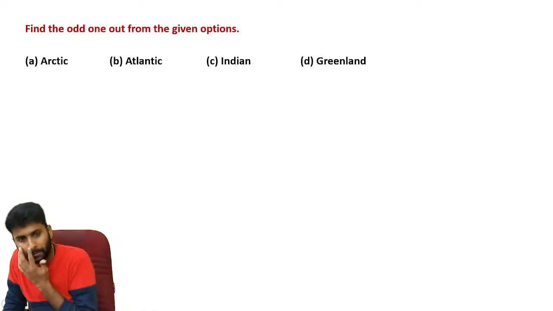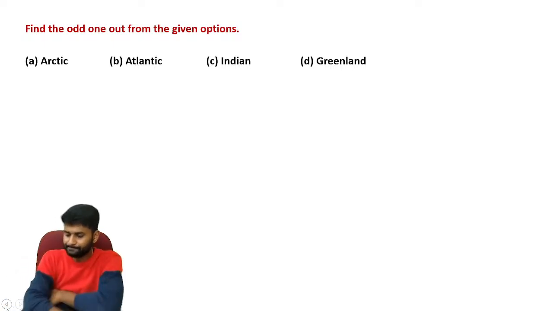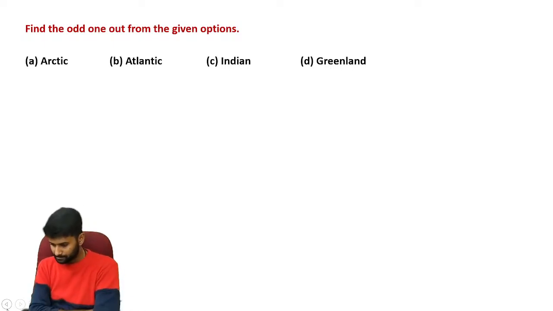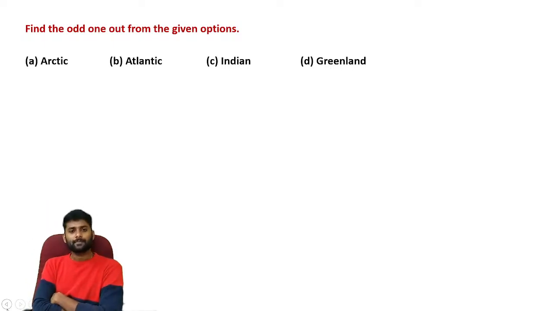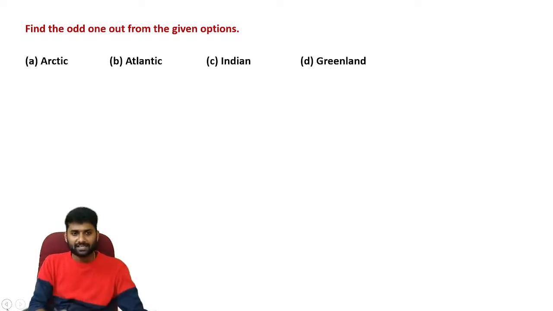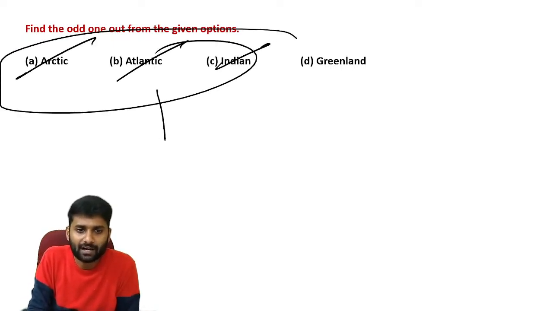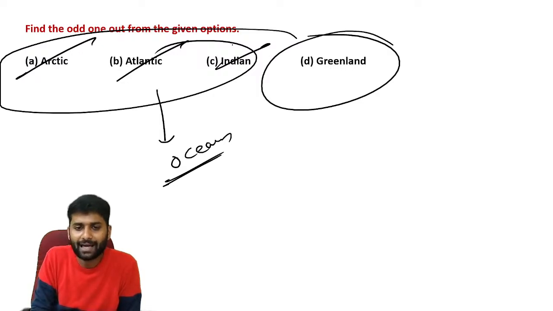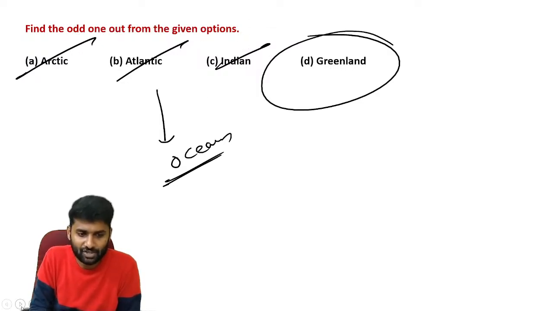Now tell me which one is the odd one out here. So here we have Arctic, Atlantic, Indian and Greenland. So which one is the odd one? Yes, very good guys. Here Arctic, Atlantic and Indian, all three are related to the oceans. So Greenland is a country. Very good. So that one is the odd one.